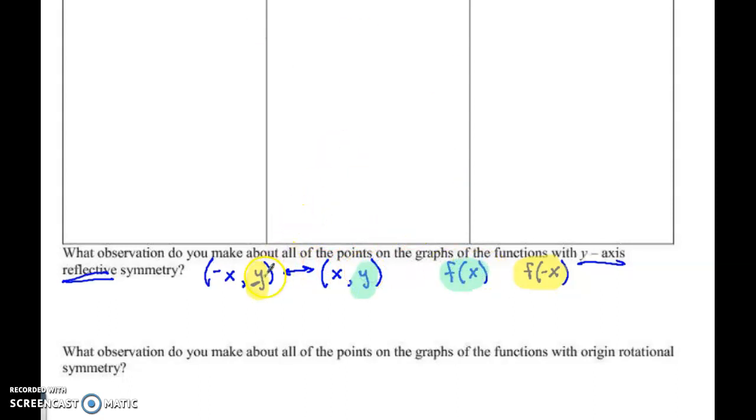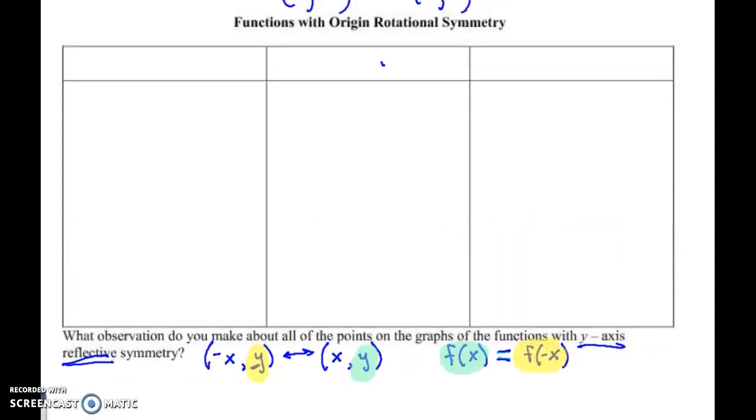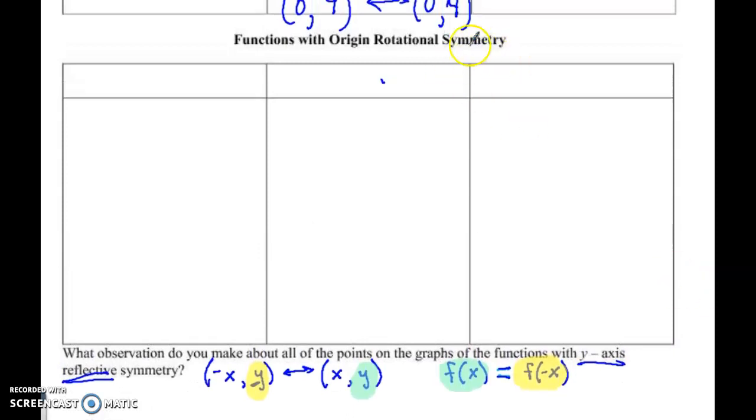But what do you notice about the y's between the two problems is they're the same. They are equal to each other. So I'm going to share the answer key with you shortly, but this is the main thing to look for: y-axis reflective symmetry. Now before I share that answer key, let's look at the origin rotational symmetries.